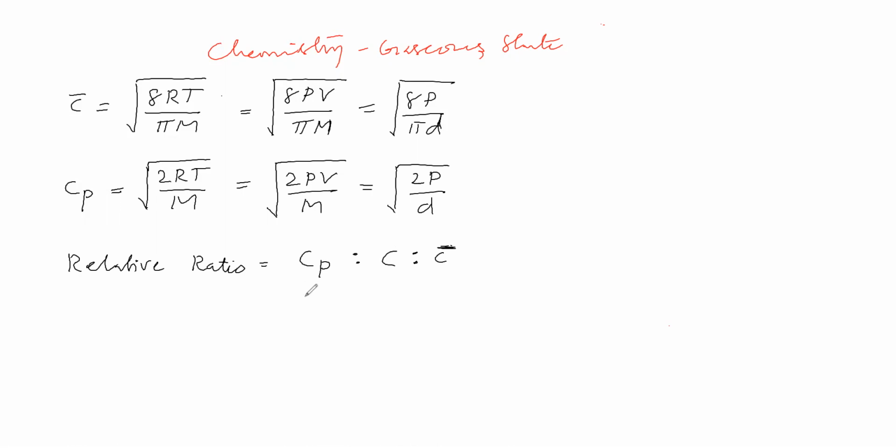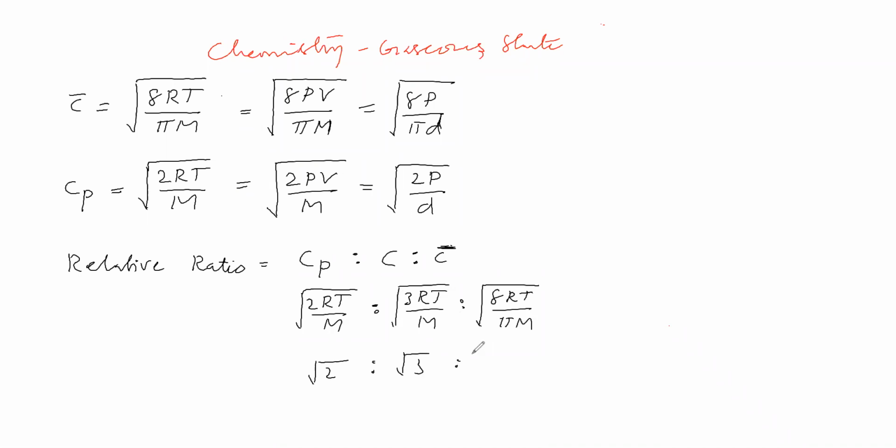Now most probable velocity formula is 2 RT by m. RMS velocity formula is 3 RT by m. Average velocity formula is 8 RT by pi m. Now molar mass gets cancelled, RT gets cancelled. So what is the rest? Square root of 2, square root of 3, square root of 8 by pi. This is the ratio of these three velocities.